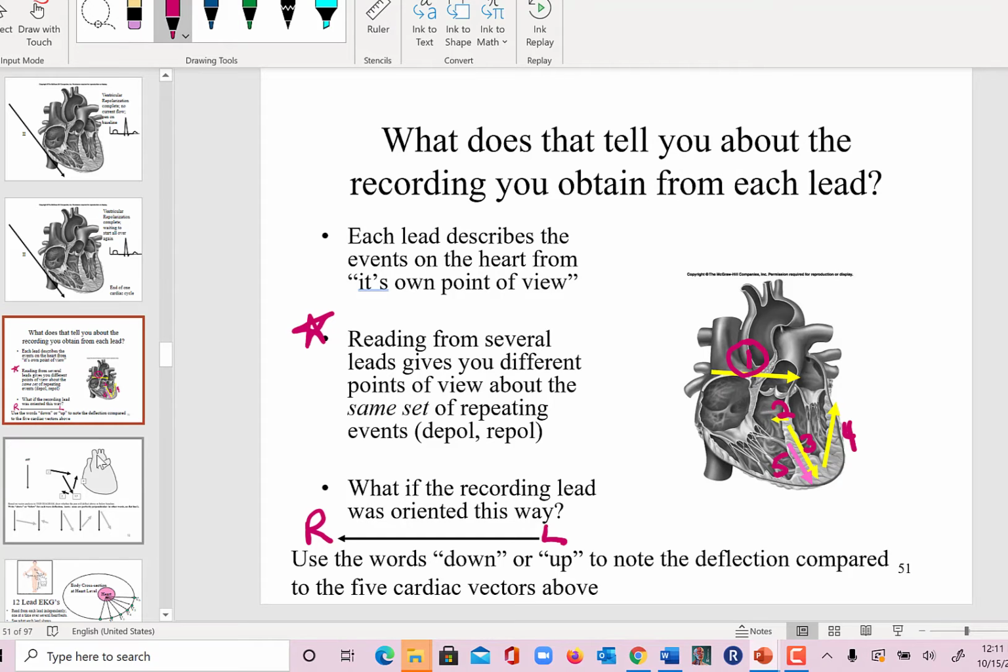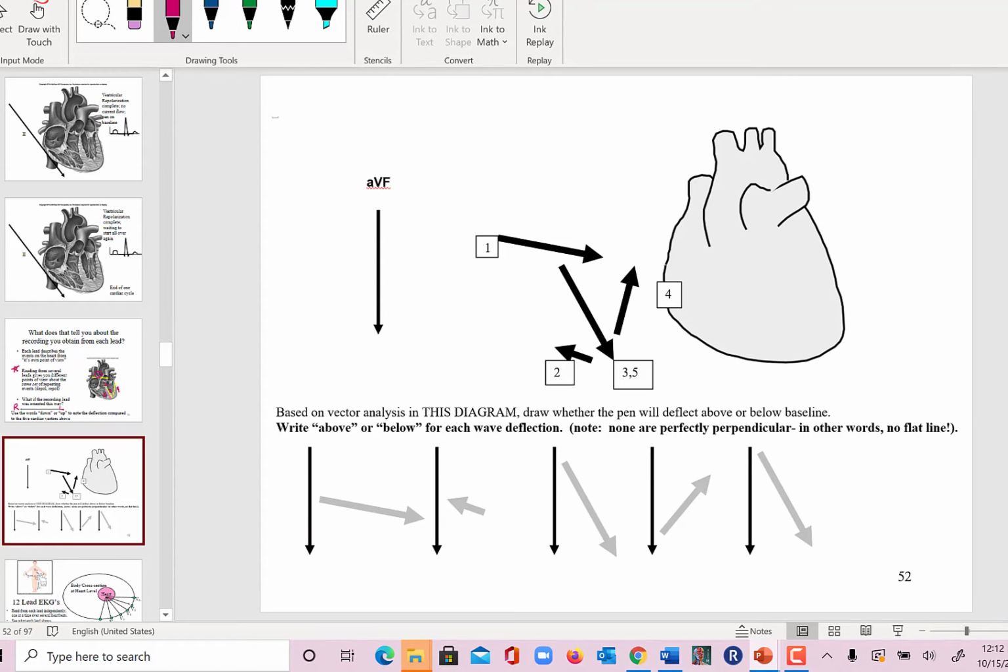In your lab manual, you have a picture like this. And here we're seeing AVF, lead AVF. I'm going to go through all of the leads in just a moment. But lead AVF points straight down to the feet. So it's negative at the head and positive at the feet. This is lead AVF, its orientation. Think F for feet, meaning it's pointing to your feet.